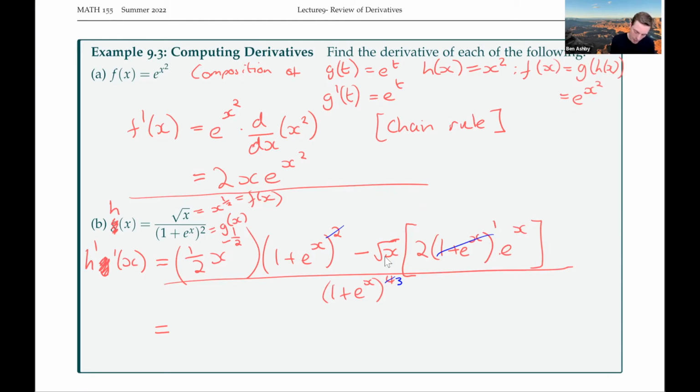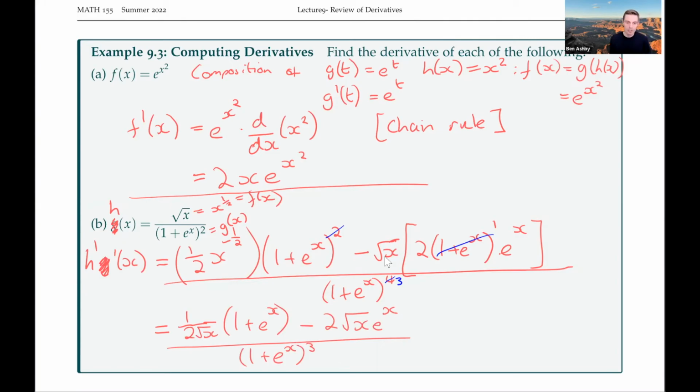Actually, I'll leave that step until just afterwards. Let's keep things fairly simple at this stage. So let's write this as 1 over 2 root x times 1 plus e to the x minus 2 root x e to the x, over 1 plus e to the x to the 3. I haven't done anything additional there except for writing the square root of x's.